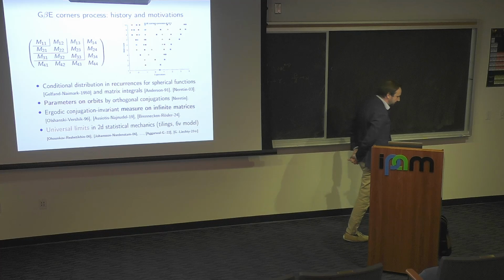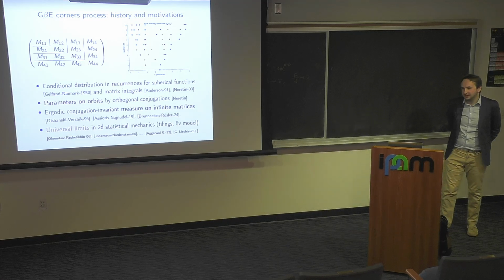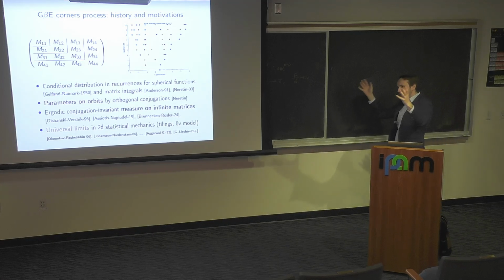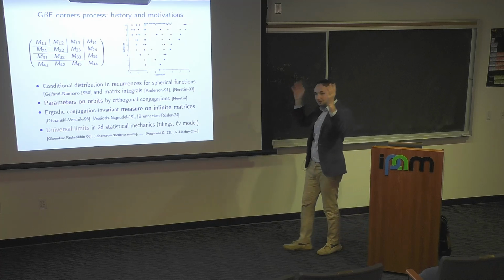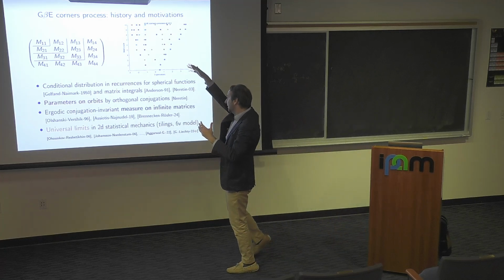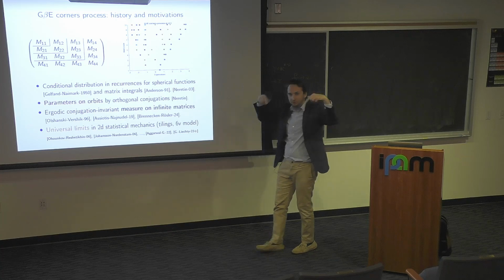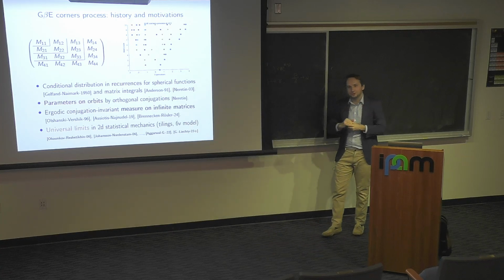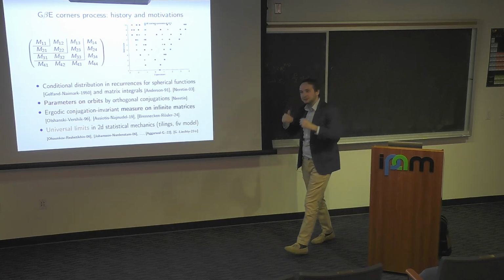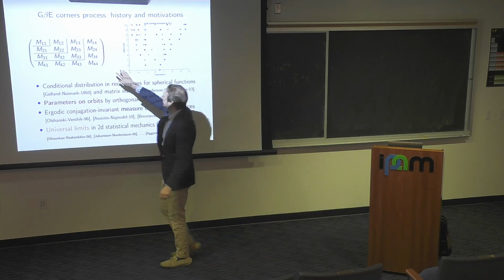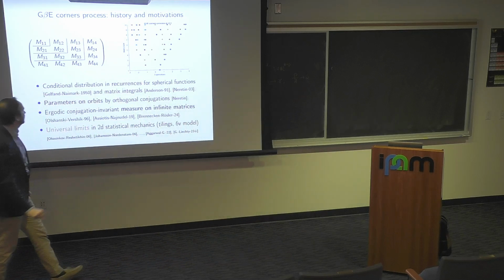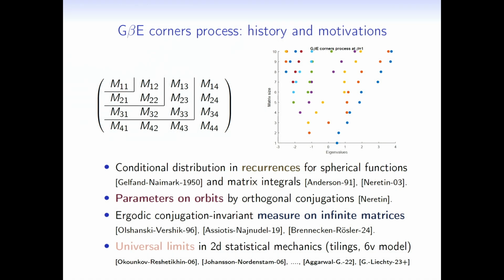And then this induction essentially boils down to understanding the joint distribution of these corners. Another reason why you might be interested in corners is that they give you a nice set of parameters on the orbits of matrices under orthogonal conjugation. So maybe you look at real symmetric matrices, and the orthogonal group acts on them by conjugation. There is an orbit of this action. You want to introduce some parameters, and the eigenvalues of these corners are a nice set of parameters on these orbits.